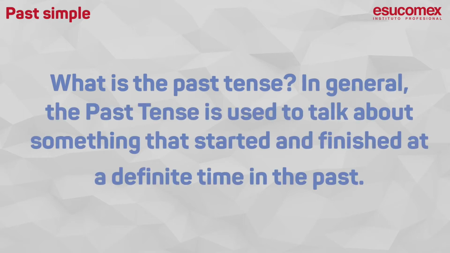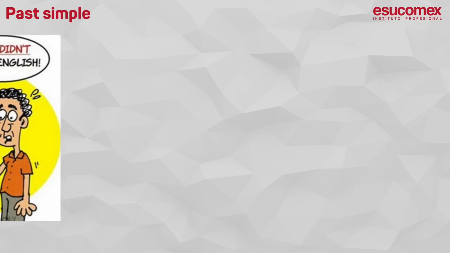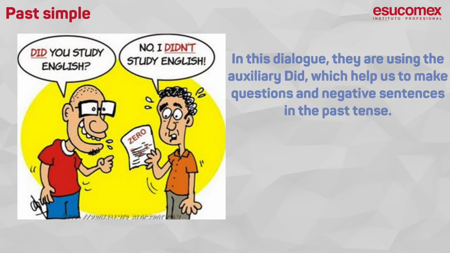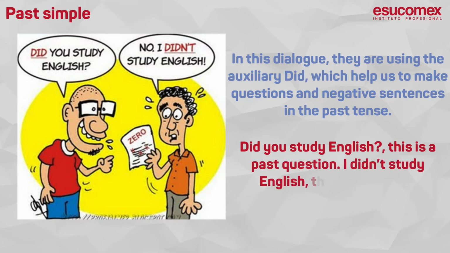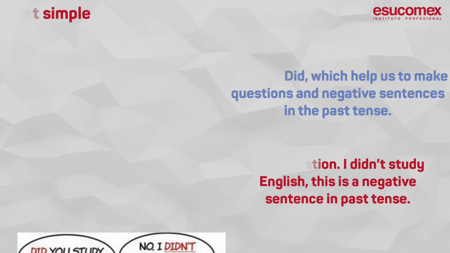Past simple. What is the past tense? In general, the past tense is used to talk about something that started and finished at a definite time in the past. Look at the image. Did you study English? No, I didn't study English. In this dialogue, they are using the auxiliary did, which helps us to make questions and negative sentences in the past tense. Did you study English? This is a past question. I didn't study English. This is a negative sentence in past tense.